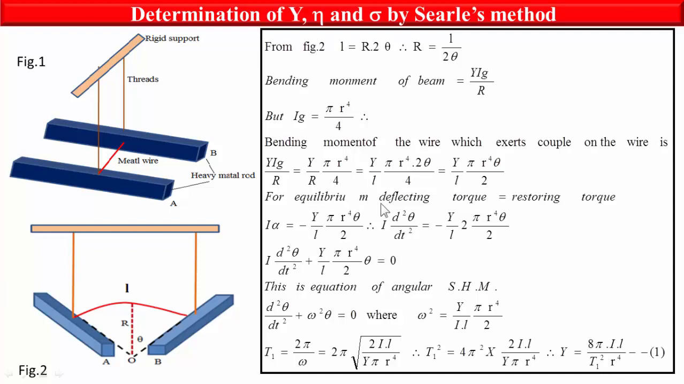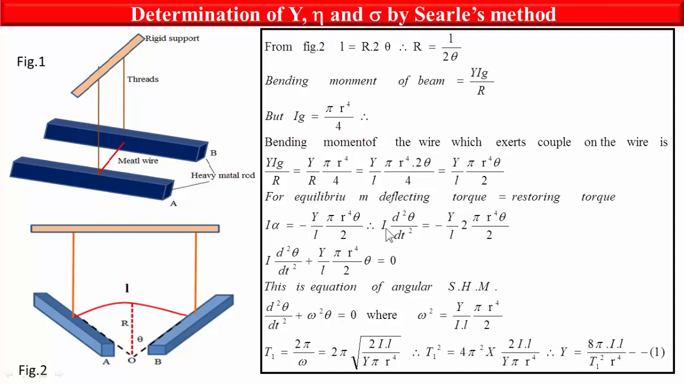Now, the deflecting torque is given by I into alpha. Here I represents the moment of inertia of the two heavy metal bars, and alpha represents the angular acceleration d2 theta by dt square, and this must be equal to the restoring torque, minus Y upon L into pi r raised to 4 into theta by 2. Here we have used negative sign because the deflecting torque and restoring torque are acting opposite to each other.